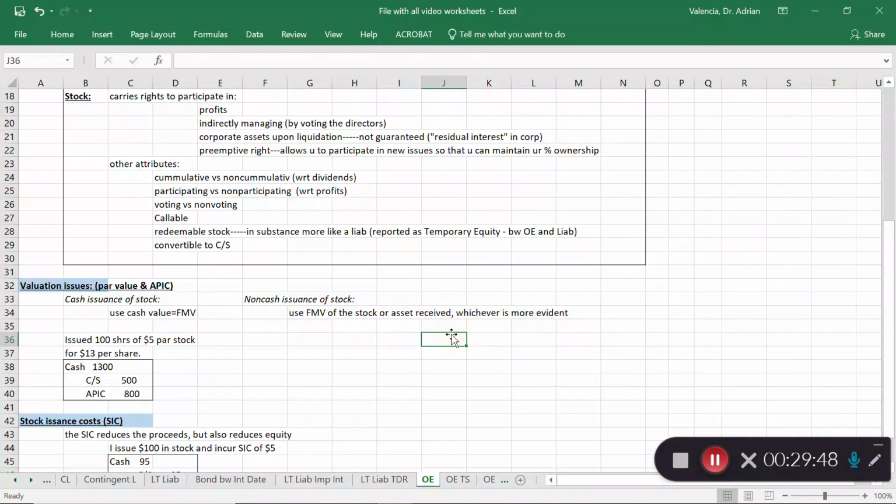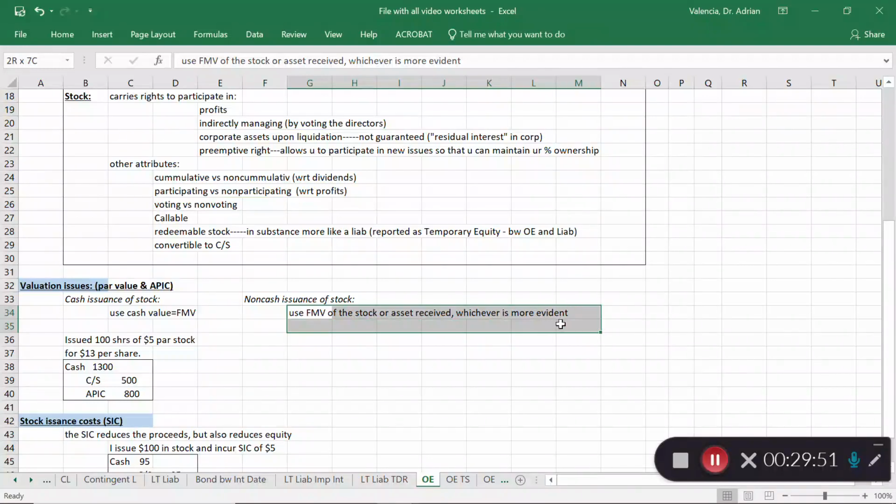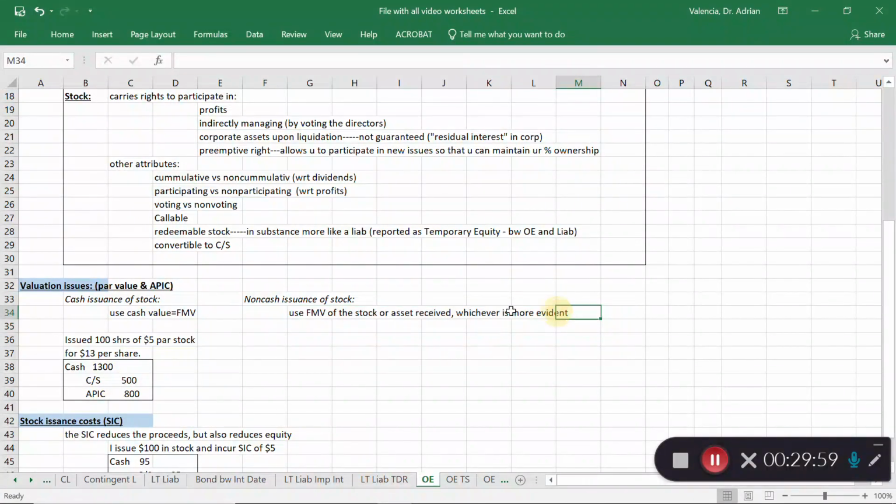And this rule applies in general everywhere in accounting, okay? Whenever we have to decide the value of an exchange that is not cash related, we always have to choose the one that is more evident. So keep that in mind. And that's the way we would do this transaction. Choose the one that is more evident.